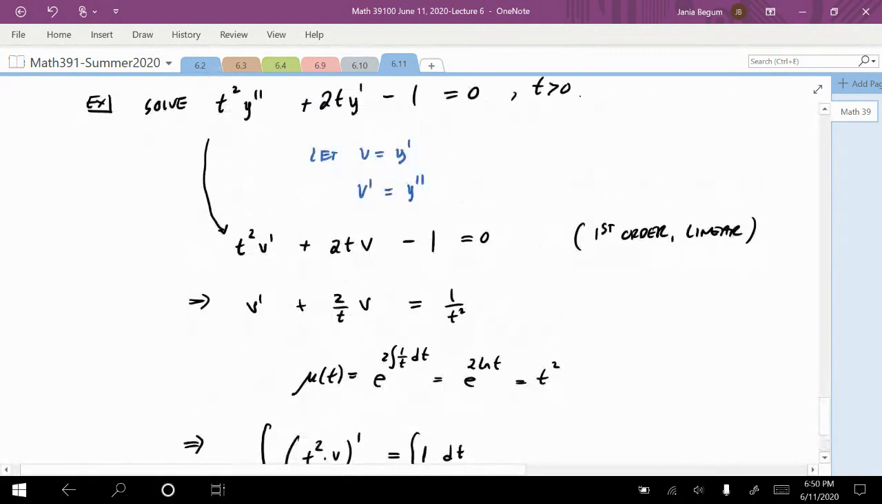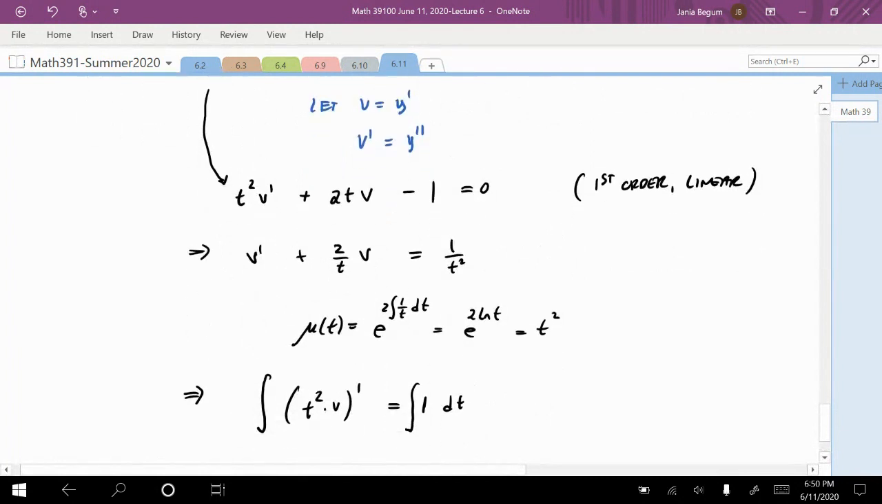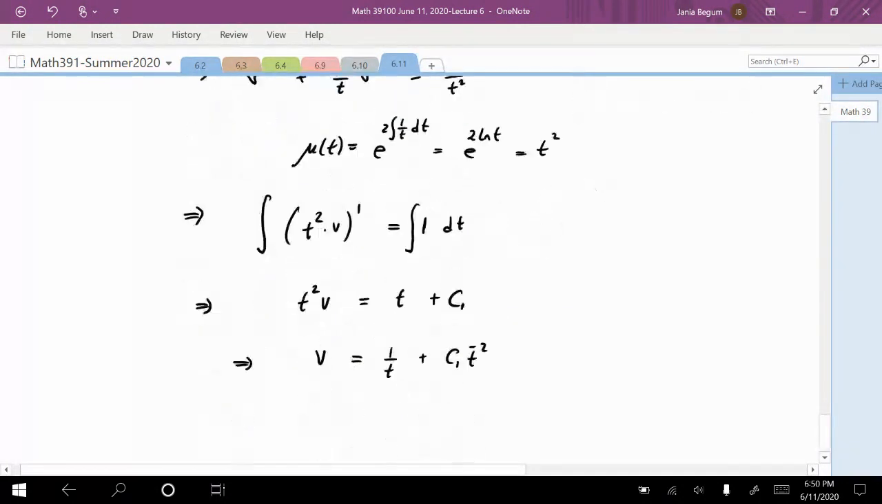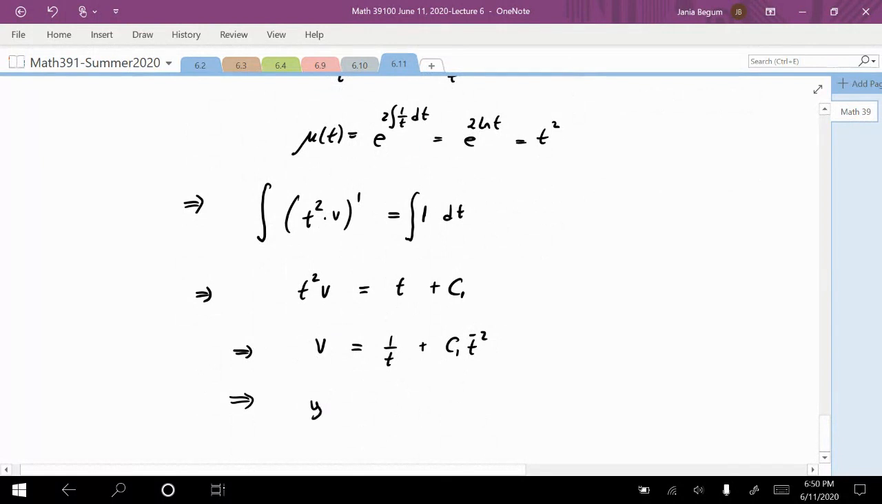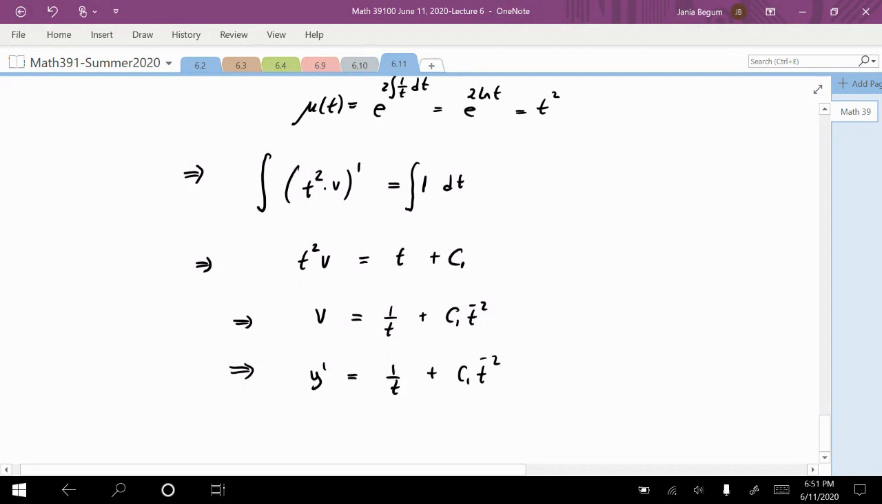Initially, what is v? V was y prime. So let's substitute v is y prime. So we have y prime is equal to 1 over t plus c1 t to the negative 2. Now, how do you solve for y from y prime?